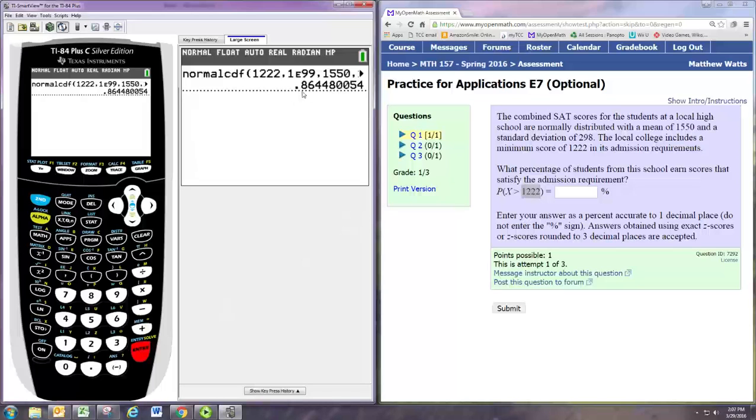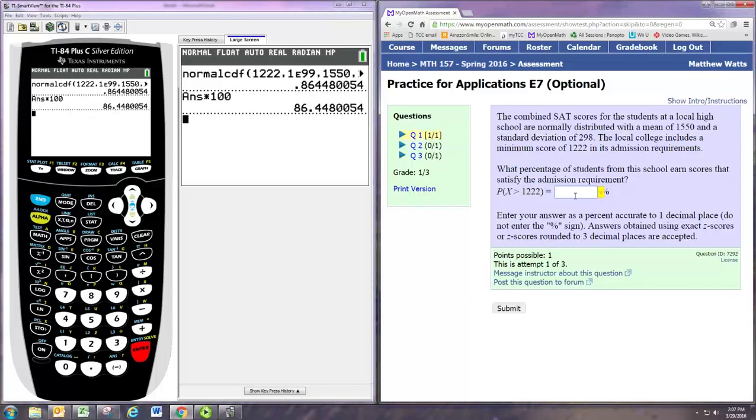298. So the number that's given is the decimal number, and this question asks for a percent number. So to convert a decimal to a percent, you can shift the decimal point 2 places to the right or multiply by 100. It wants the percent number accurate to 1 decimal place, so this would round to 86.4%.